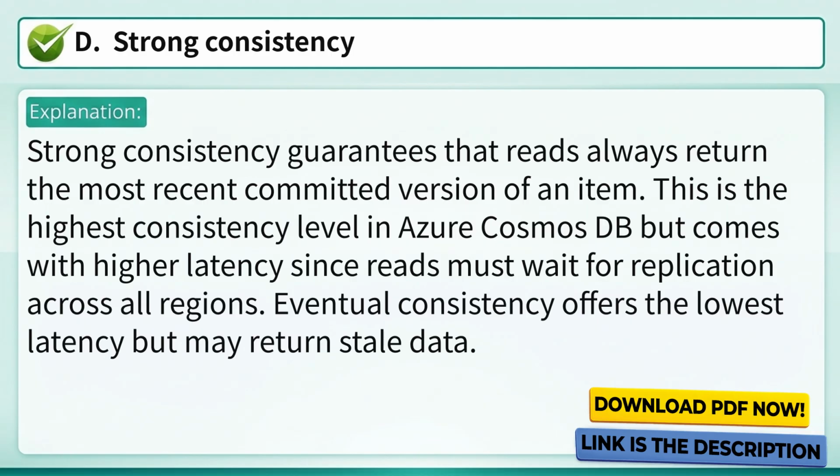Strong consistency. Explanation. Strong consistency guarantees that reads always return the most recent committed version of an item. This is the highest consistency level in Azure Cosmos DB, but comes with higher latency since reads must wait for replication across all regions. Eventual consistency offers the lowest latency but may return stale data.